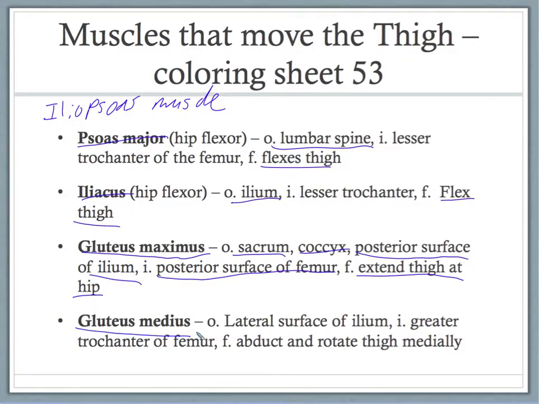And then your gluteus medius is on the lateral surface of the ilium, originates at the lateral surface of the ilium, inserts at the greater trochanter of the femur, and functions to abduct and rotate the thigh medially. So this allows you to move your hip away from the body and rotate it medially, being point your toes towards the middle. That's your medial rotation.